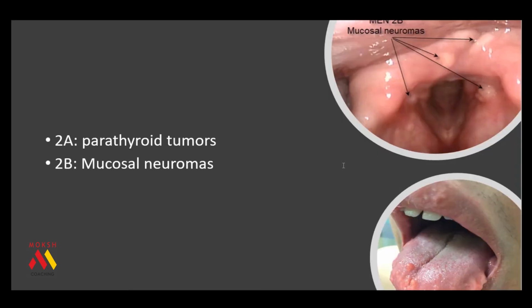You know, they typically present. You can see it over here on the tongue as well. And they can also have marfanoid features, so they can have lanky fingers and so forth. Okay, so that's that question. All right, so let's move on to the next question.